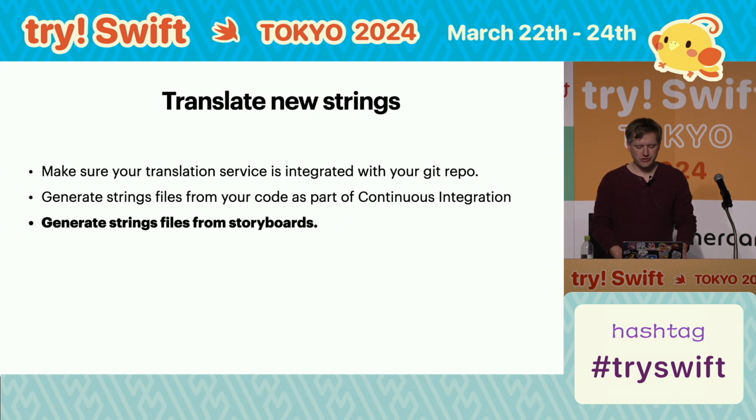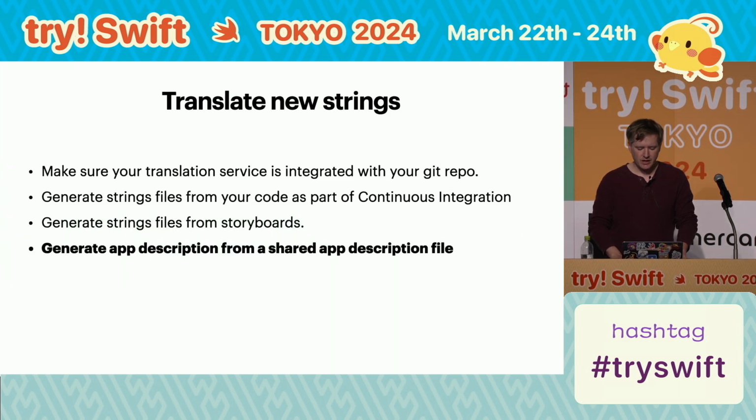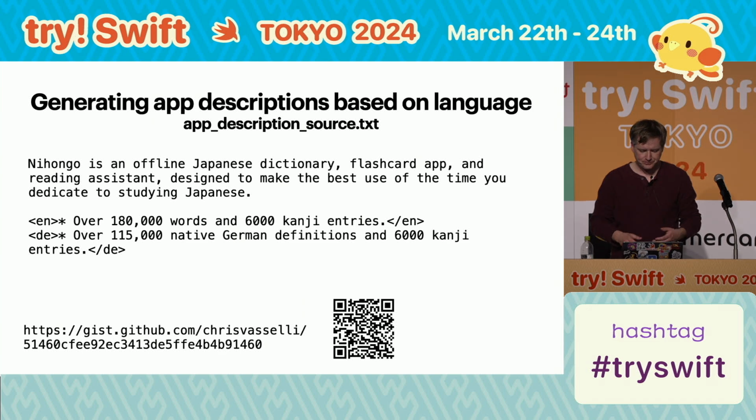Okay, so that's generating strings from storyboards. Next up, let's talk about app descriptions. So app descriptions, you might think that you might just have your app description and you hand that off to your translators and you ask them to translate it into each individual language. In my case, I actually had some subtle variations I wanted for each different language.